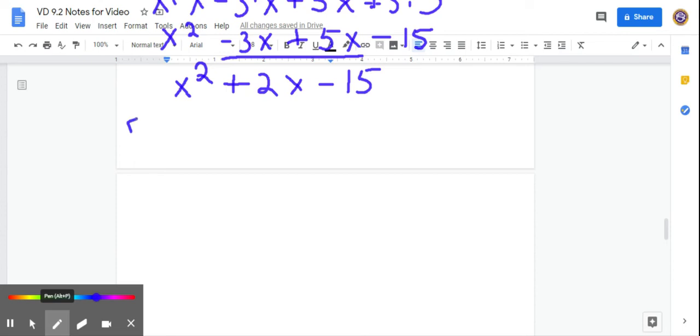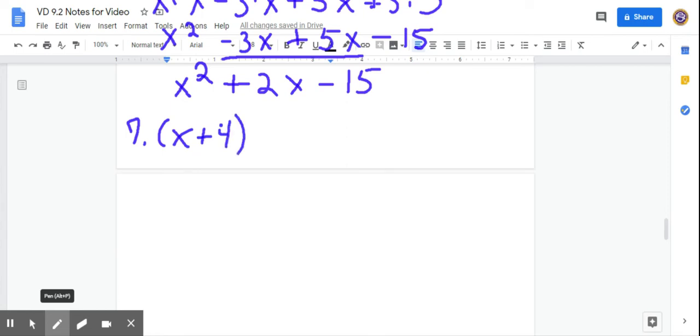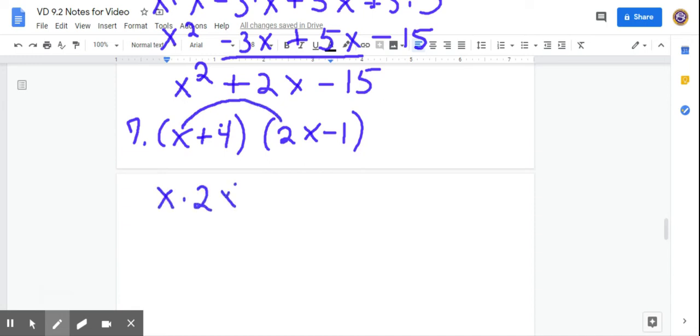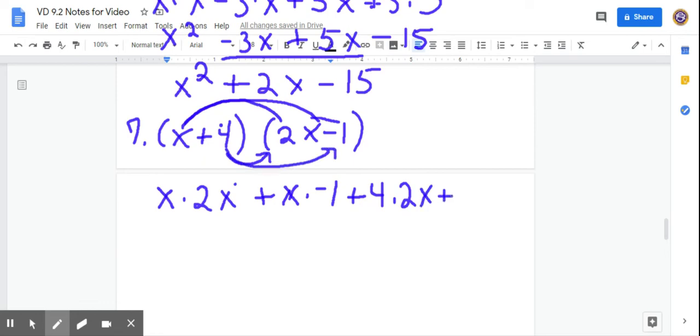Number 7. Number 7 is x plus 4 times the quantity of 2x minus 1. Again, we're going to distribute or FOIL. x times 2x first. Outer is over there. So plus x times negative 1. Then inner is 4 times 2x. And then last is 4 times negative 1.